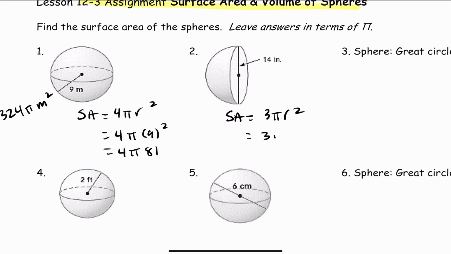So 3 pi, the radius is 7, so 3 pi 7 squared, 3 pi 49, so 49 times 3 is 147. So 147 pi square inches.